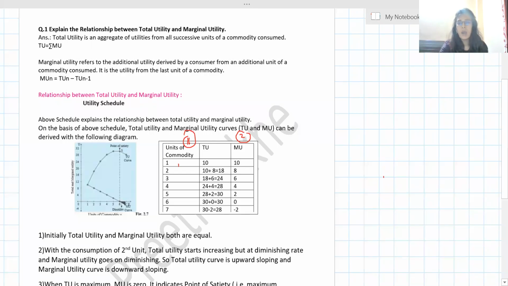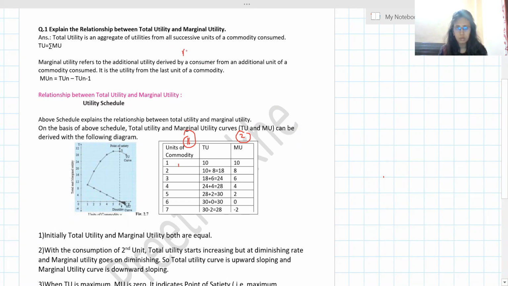Hello students, in the last two lectures, we have discussed question number 2a, that is identify and explain the concept. Now in this lecture, I will discuss with you the relationship between TU and MU. See students, they may directly ask you to explain the relationship between TU and MU, or sometimes they may ask you in do you agree statement, like there is no relationship.